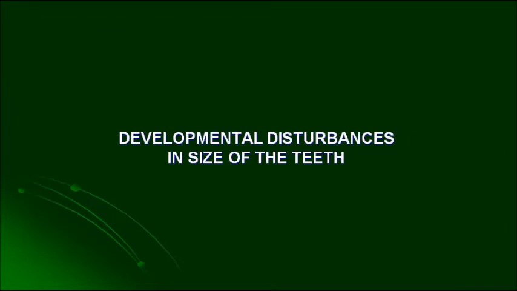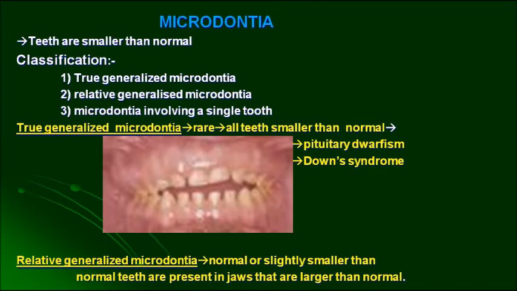Okay, clear? Now let's go to developmental disturbances in the case of teeth. First, we are dealing with the size of the tooth. So what is microdontia? Microdontia is a smaller tooth. It can be of two types. It can be true generalized microdontia, where all the teeth are smaller than normal. It is mostly seen in pituitary dwarfism and Down syndrome. But it can also be relative generalized microdontia, which means the tooth size is actually normal, but you have a comparatively larger jaw, so the teeth relatively appear smaller. So these are the two types, true generalized microdontia and relative generalized microdontia.